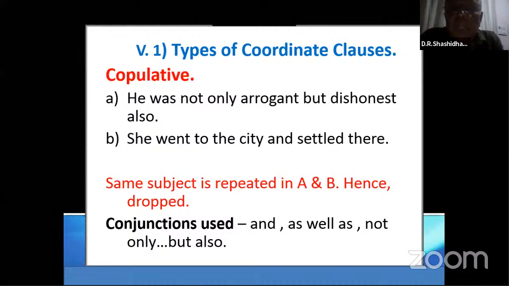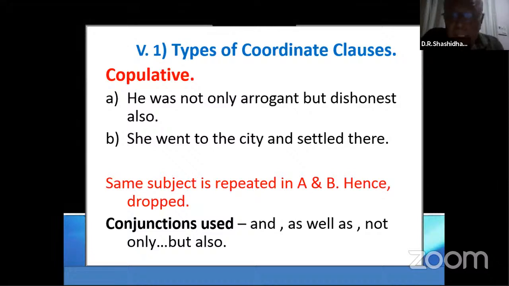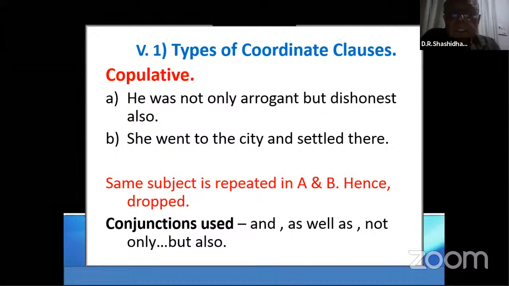In this particular type of sentence, you have conjunctions functioning. They are and, as well as, not only, but also. He was not only an architect, he was also a great singer too, not only but also, you know. Such kind of examples. Shall we go on to the next one?